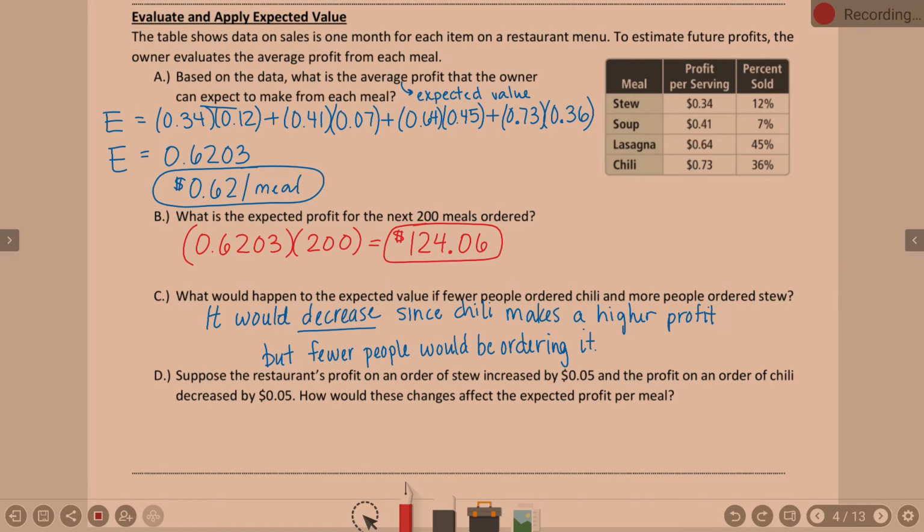D, when you're ready, have you looked at it? Have you thought about it? Suppose the restaurant's profit on an order of stew increased by 5 cents and the profit on an order of chili decreased by 5 cents. How would these changes affect the expected profit per meal?